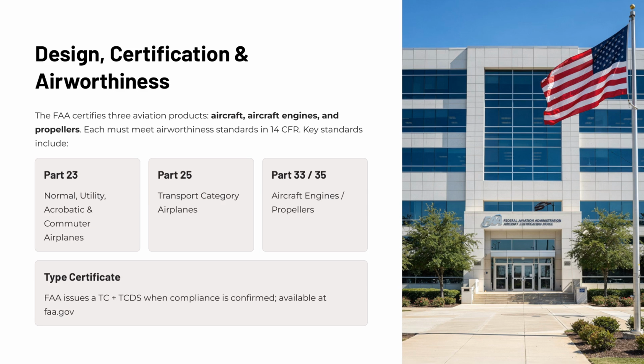When a manufacturer demonstrates that their product meets all applicable requirements, the FAA issues a type certificate, along with a type certificate data sheet, commonly abbreviated as TCDS. The type certificate data sheet is a critically important document. It captures the approved specifications, limitations, and configuration details for that specific product. Both the type certificate and the TCDS are publicly available through the FAA website at faa.gov. As an aviation professional, knowing how to locate and interpret these documents is an essential skill you will use throughout your career.